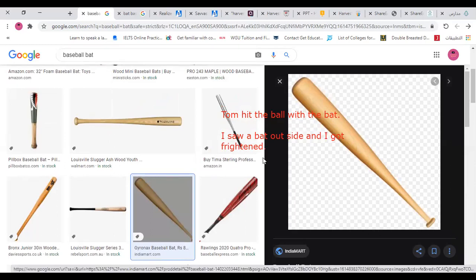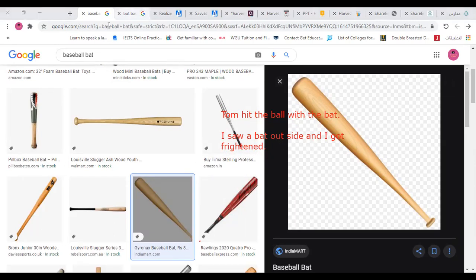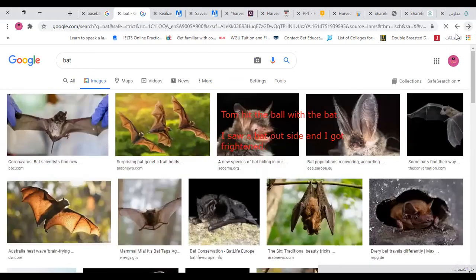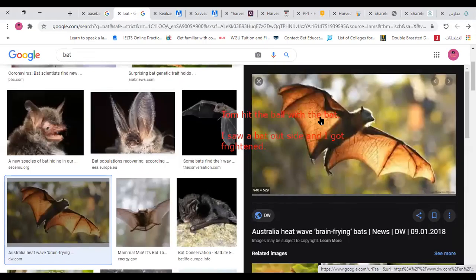This is the bat of baseball that I'm talking about. So Tom hit the ball with the bat. Okay, and then I have another sentence. I said, I saw a bat outside of my house and I got frightened. This is the bat that I meant.